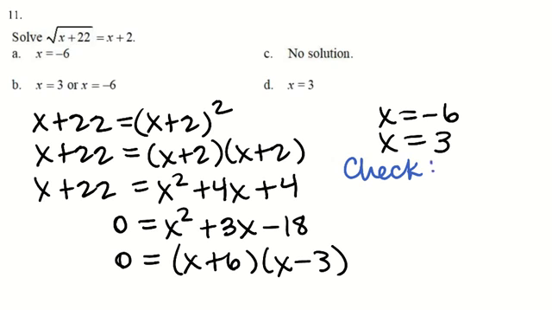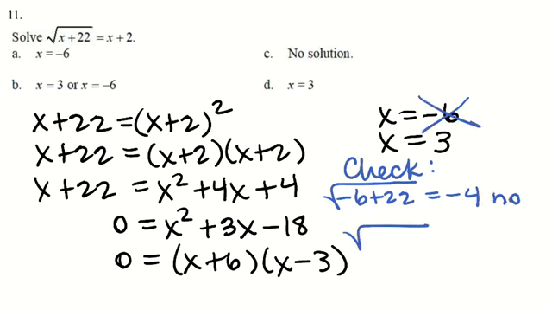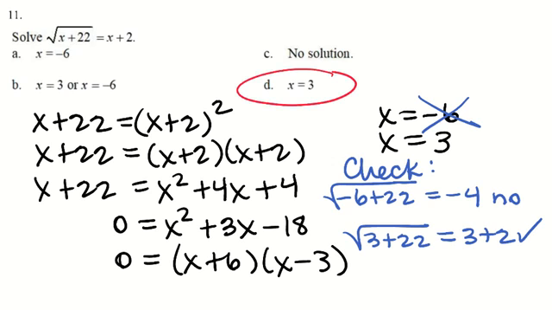So I'll start with negative 6. Is the square root of negative 6 plus 22, which would be the square root of 16, the positive square root of 16, equal to negative 4? No. Okay, so this one's out. And then 3 plus 22 is the square root of 25. Is that equal to 3 plus 2? Yes, it is. So x equals 3 is a solution to this equation. And that's all I got for you.